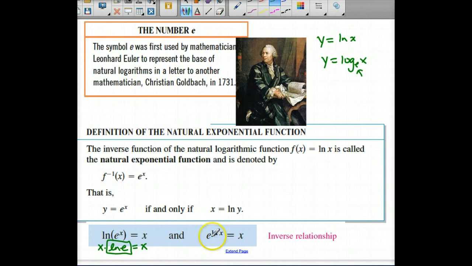Here, this is going to be very helpful for us. E to the natural log of x. Basically, if you put natural log in the exponent of e, they undo each other, and then that just equals x. So e to the natural log of x would just equal whatever that x is. So like e to the natural log of 4 would just equal 4, or e to the natural log of 10 would just equal 10, because they just undo each other. That's going to help us solve some equations.